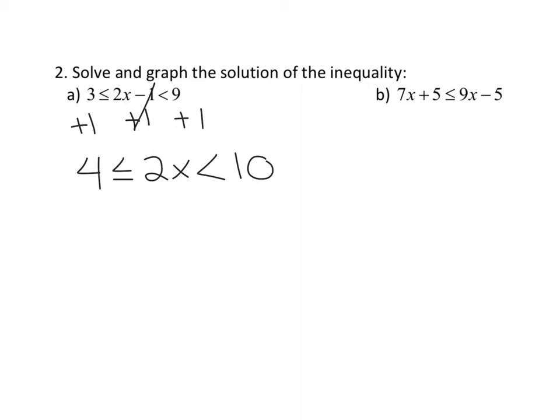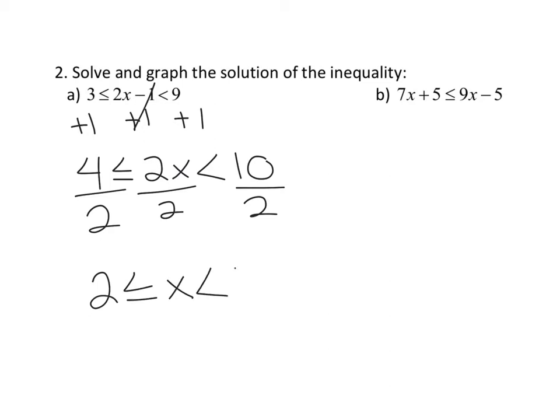So now what's happening with that x? It's being multiplied by 2. So to get rid of multiplication by 2, we want to divide by 2. So 4 divided by 2, over here I have 2, less than or equal to x, is less than or equal to 5. Okay, so now let's just graph it. So here's our number line. So here's our 2, 3, 4, and 5.